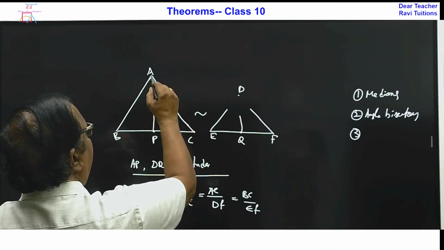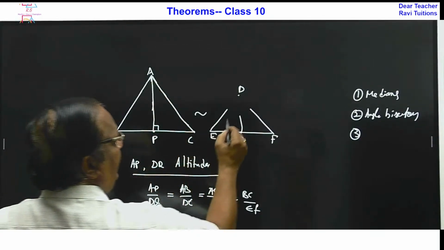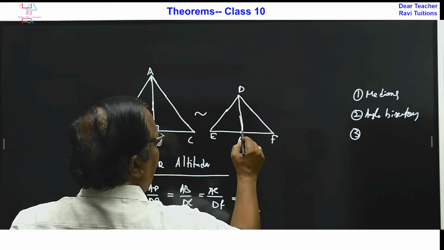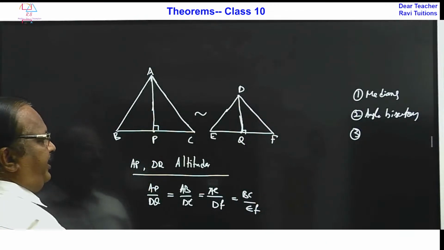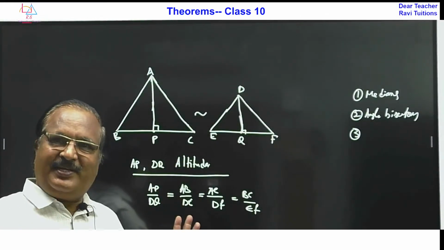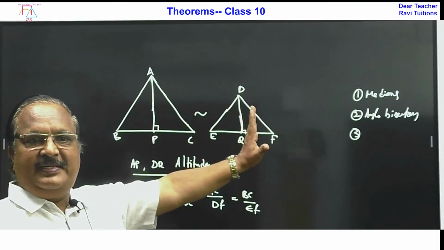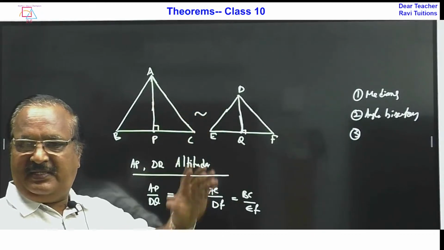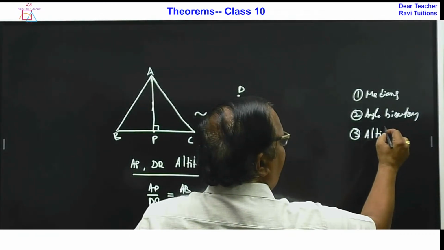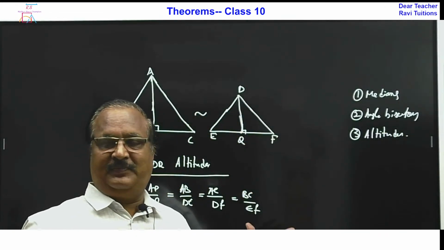That means altitude, this is 90 degrees and this is also 90 degrees. So AP, DQ are altitudes. Even in this case also the same, the ratio of altitudes is as the ratio of the corresponding sides. Okay. So these three you may get as a problem.